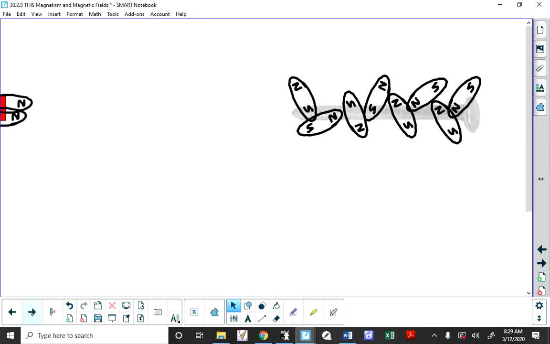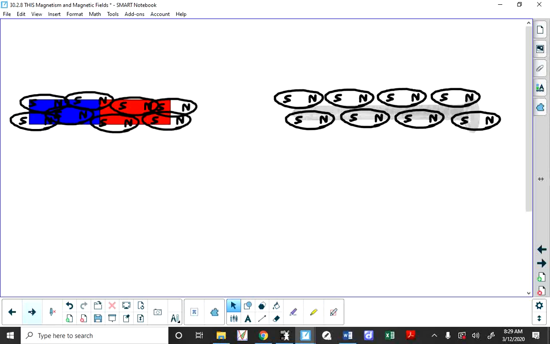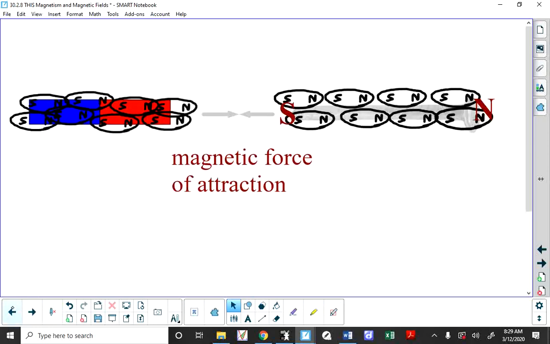If we were to bring towards that same nail the same magnet, but instead we turn the magnet around so the north pole of the magnet is going to come in from the left, then the domains in the nail will again be influenced by the magnet being brought close, and all of the south poles of the domains in the nail will be attracted to all of the north poles of the domains in the magnet. In other words, the south pole of the nail is going to be attracted to the north pole of the magnet. So you're going to get a force of attraction.